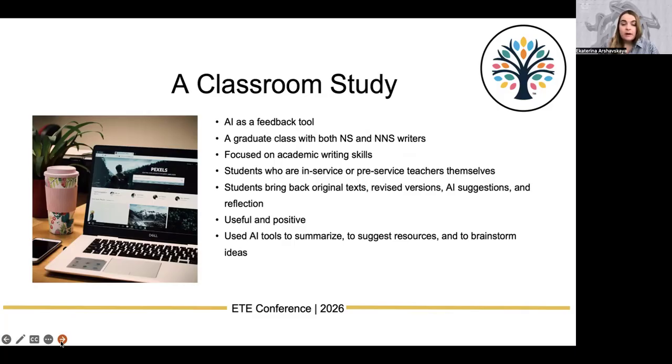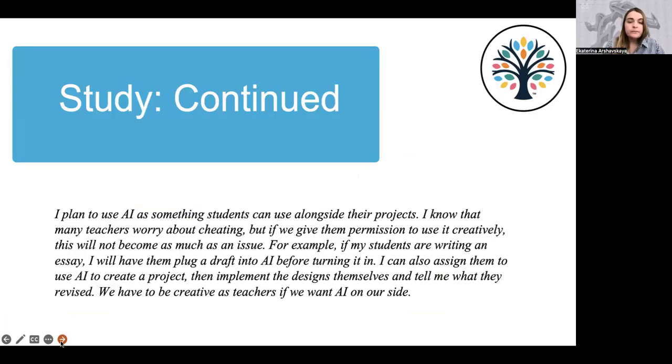And many of them said they did not only use it as a feedback tool, but they also used it to summarize articles, to suggest resources, to help with citations like APA or other style. And also it helped them to outline and brainstorm their ideas. And this is just a quote from one of the students. I can give you some time to look at it. I thought it was very powerful because the student, who was also a teacher, also was interested to use this tool with her own students.